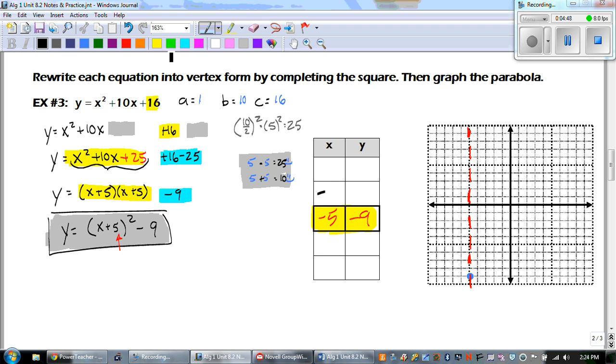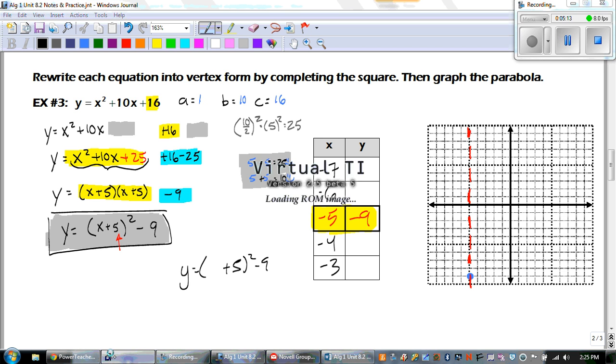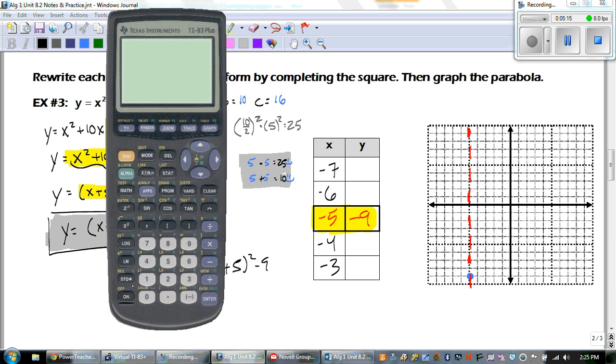And then I know I go 2 above and 2 below. So negative 6 and negative 7, and then negative 4 and negative 3. How do I get those other points? Well, you could plug everything into y equals x plus 5 squared minus 9. You can do that by hand, or just turn on your graphing calculator and type that equation into your y equals. That's what I'm going to do as soon as this loads up.